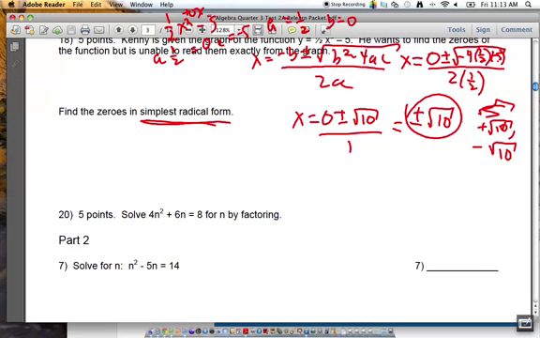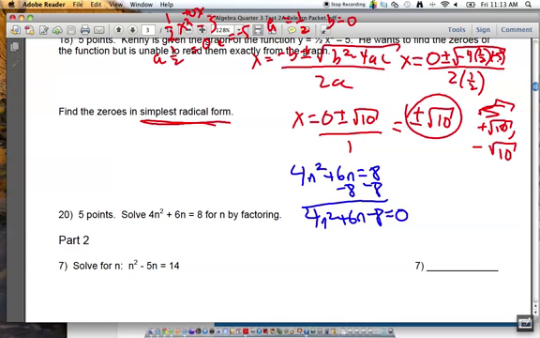All right, next one. Solve 4n squared plus 6n equals 8 by factoring. The only hitch with that is that we actually told you during the test you need the quadratic formula. So 4n squared plus 6n equals 8. Subtract the 8 to get it all on one side. 4n squared plus 6n minus 8 equals 0. Factor out the 2. 2n squared plus 3n minus 4 equals 0. And now the problem is that I can't factor that. So we go to the quadratic formula.